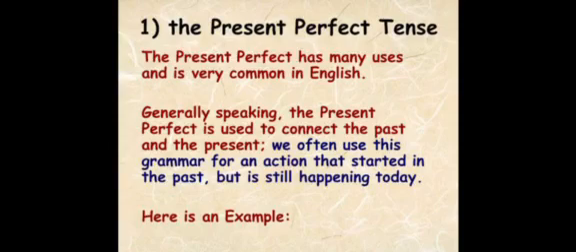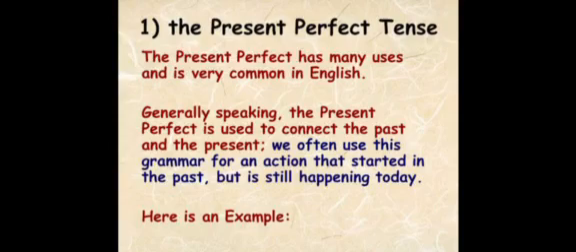So in the first example, I have finished my work, we have the personal pronoun I, plus have, plus the past participle of the verb finish, which is finished. So the whole sentence is I have finished my work.